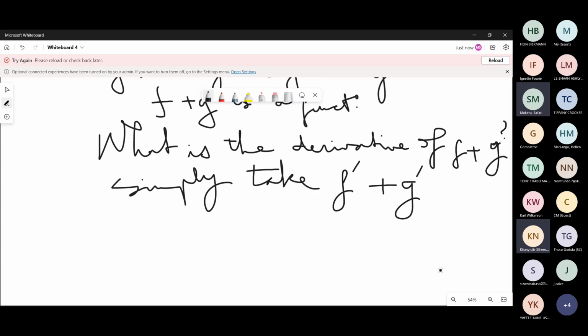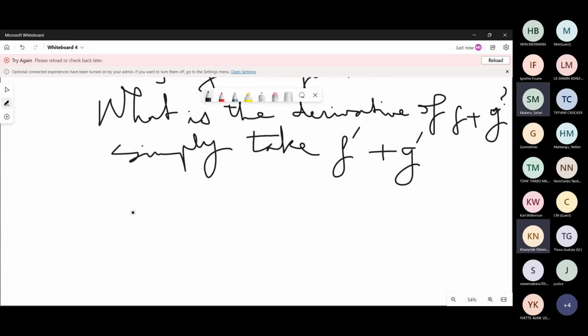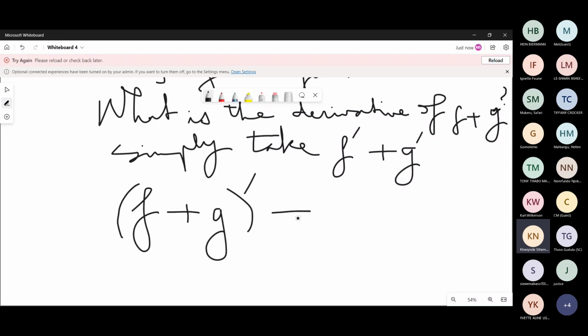Right. So that's what I'm writing in the following form: f plus g, derivative, equals f prime plus g prime. That is the meaning. The meaning is that the derivative of the sum of two functions is equal to the sum of the derivatives of the two functions. Right? Is that clear now, please?